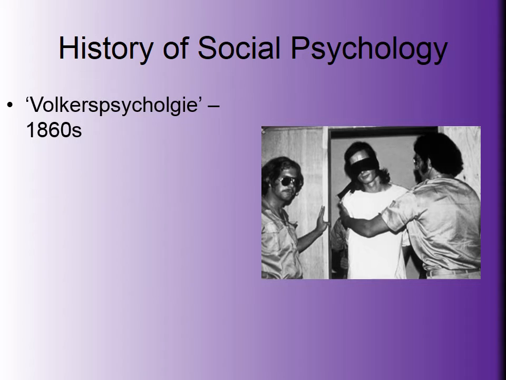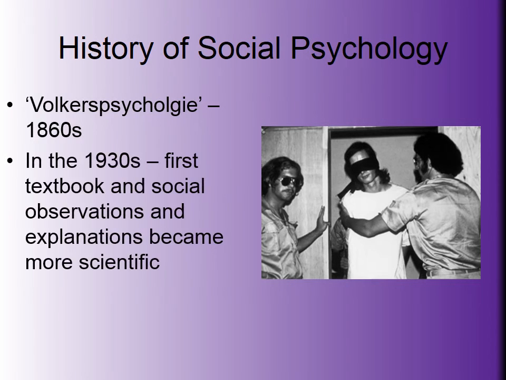The scientific study of social behavior began in the 1860s in Germany. The idea of Volkspsychologie focused on the concept of a collective mind and the importance of cultural and community influences on individual behavior. The discipline really took off in the 1930s when the first handbook of social psychology was published, and psychologists used experimental methods to investigate social norms, group processes, and leadership.